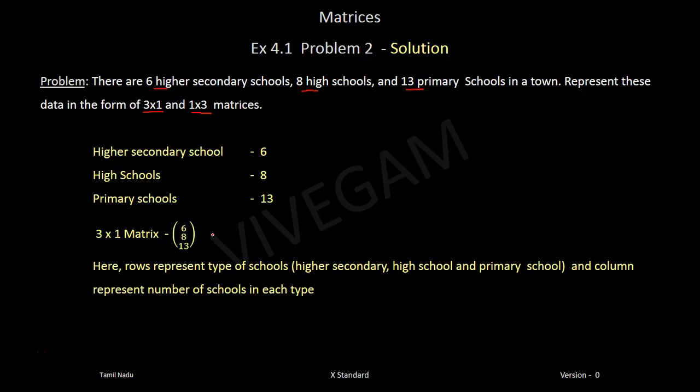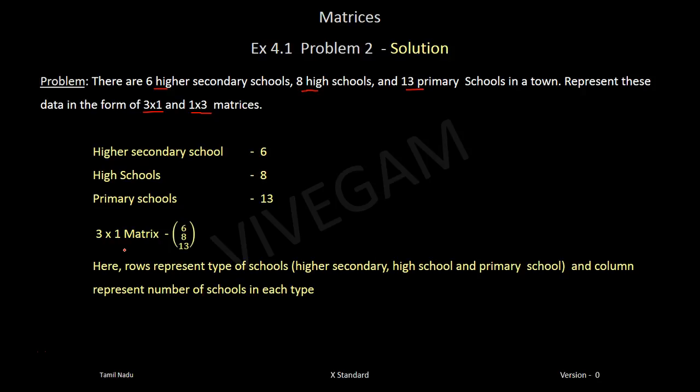Okay. So now let's say if you want to find the number of higher secondary schools, it is first row and first column, that is 6. And if you want to find the number of high schools, it is the second row and first column, so that is 8. And if you want to find the primary schools, it's the third row and first column, that is 13. So here the rows represent the type of school and the column represents the numbers. Okay, so that is why we are getting it as 3 by 1 matrix.